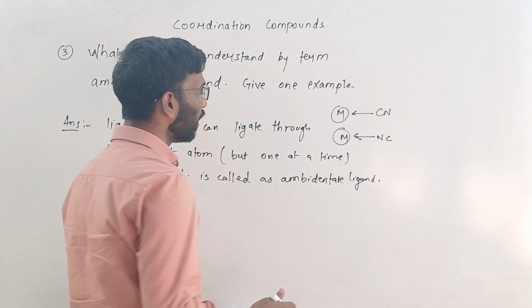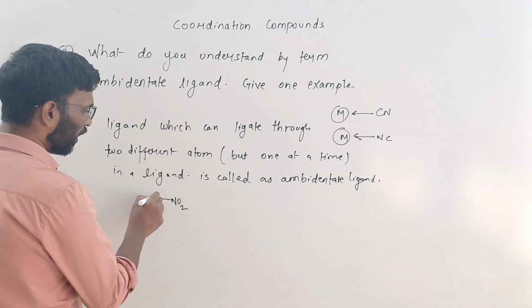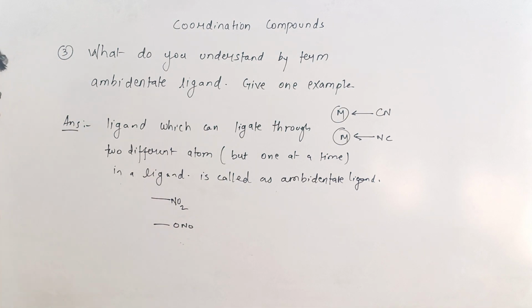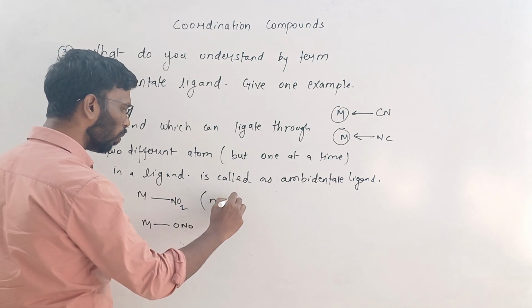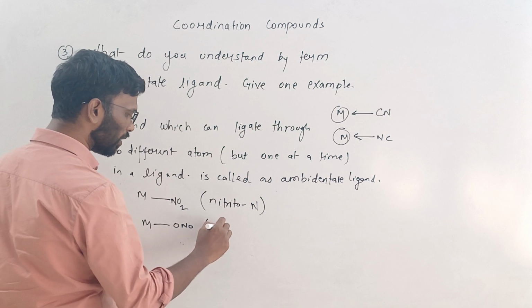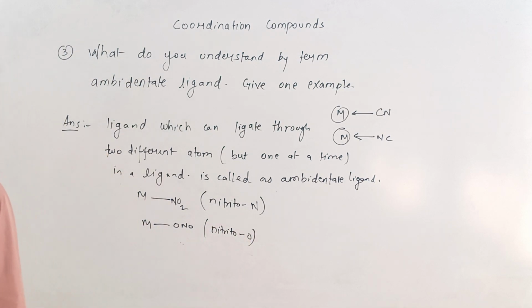More examples: NO2 can link through nitrogen, and it can also link through oxygen. When it links to a metal through nitrogen, it is called nitro-N, and when it links through oxygen, it is called nitrito-O. That's it.